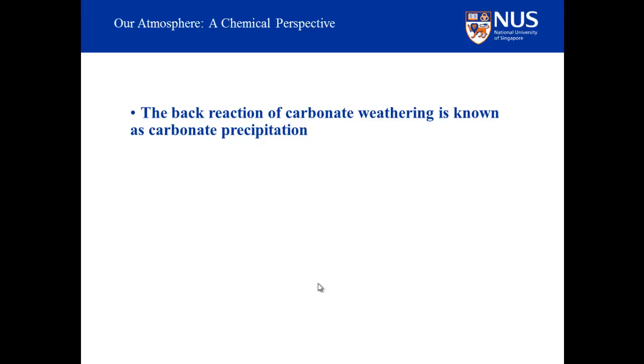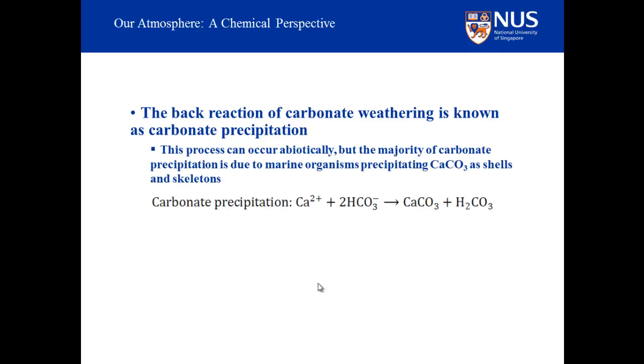The back reaction of carbonate weathering is known as carbonate precipitation. This process can occur abiotically, but the majority of carbonate precipitation is due to marine organisms precipitating calcium carbonate as shells and skeletons. Notice that carbonate precipitation is the reverse reaction of carbonate weathering.